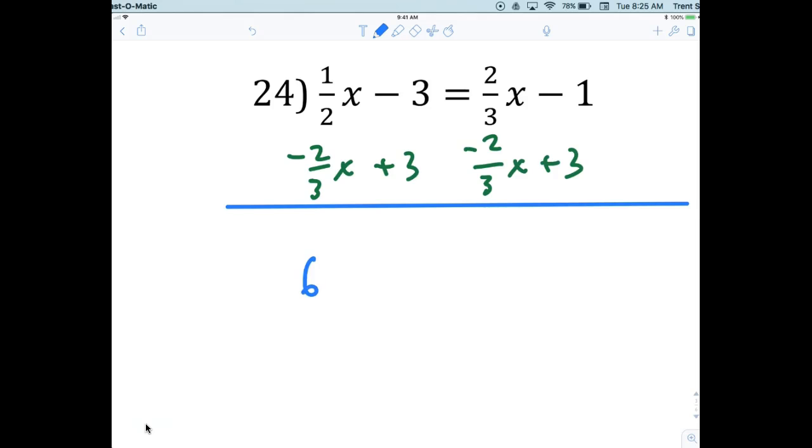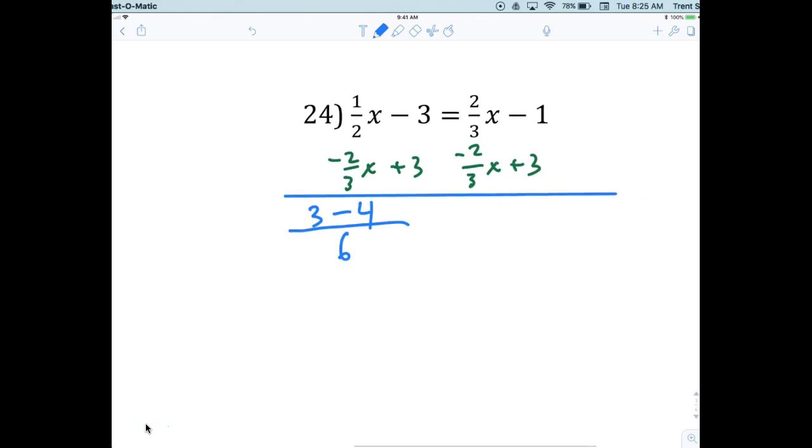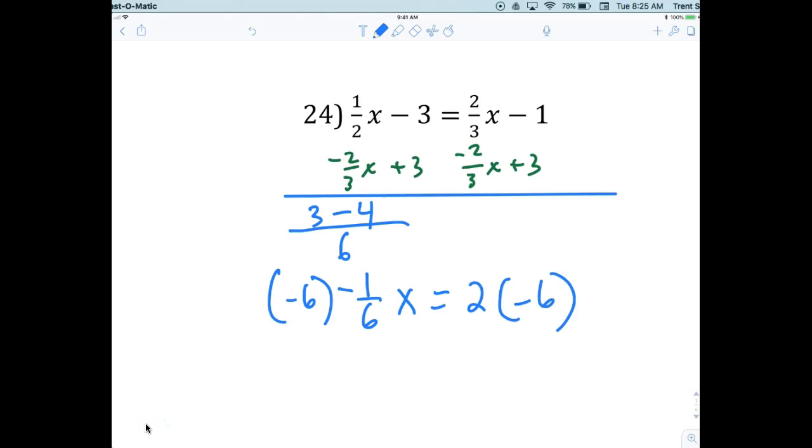So in 6ths, 1/2 is how many sixes? 3 sixes. And 2/3 is how many? 4. So it's 3 minus 4, which is what? Negative 1. Right, so that would just be negative 1/6 x is equal to 2. Agreed? And then you multiply by the reciprocal. Everybody good on that?